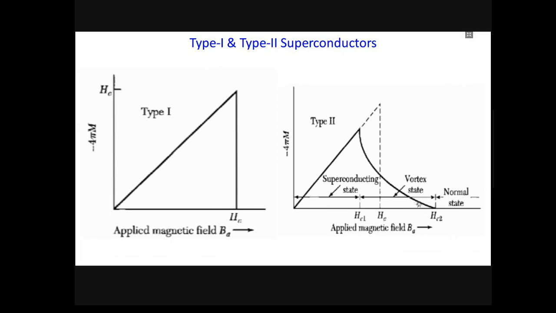This is one of the important questions you may expect in your final exam. Your exam is descriptive type, so just concentrate on these titles: type 1 and type 2 superconductors. This is the major difference.